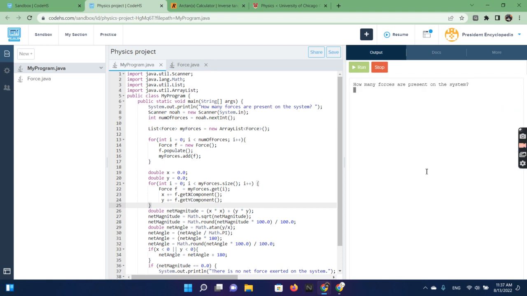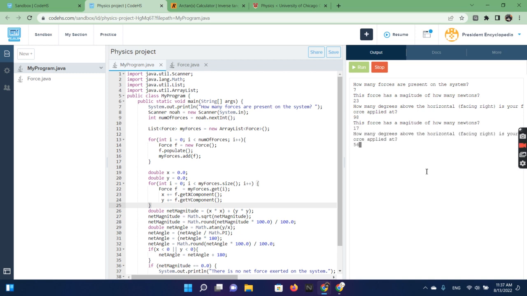And you can do, of course, way more complicated stuff. It's just harder to keep up with it. Like you could say there's 7 forces, 23 newtons, 98 degrees. You could just put in completely random stuff.